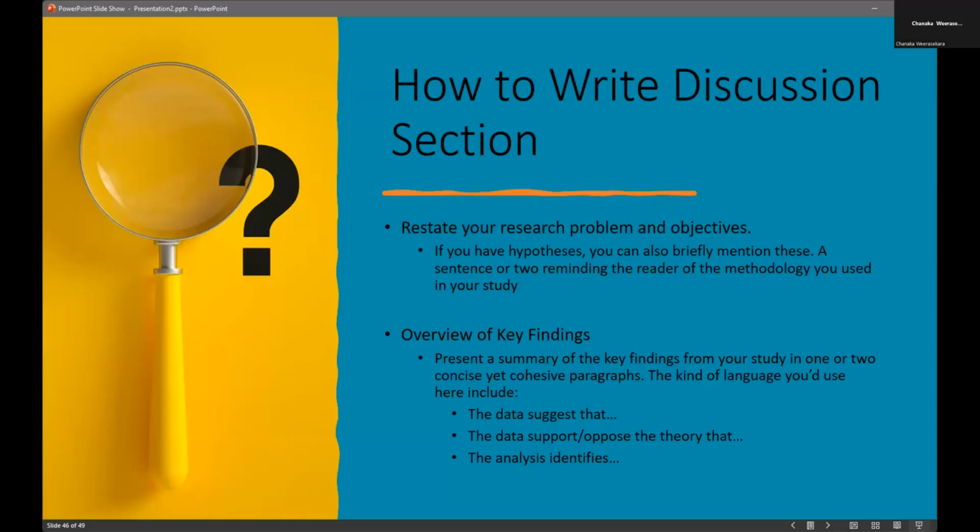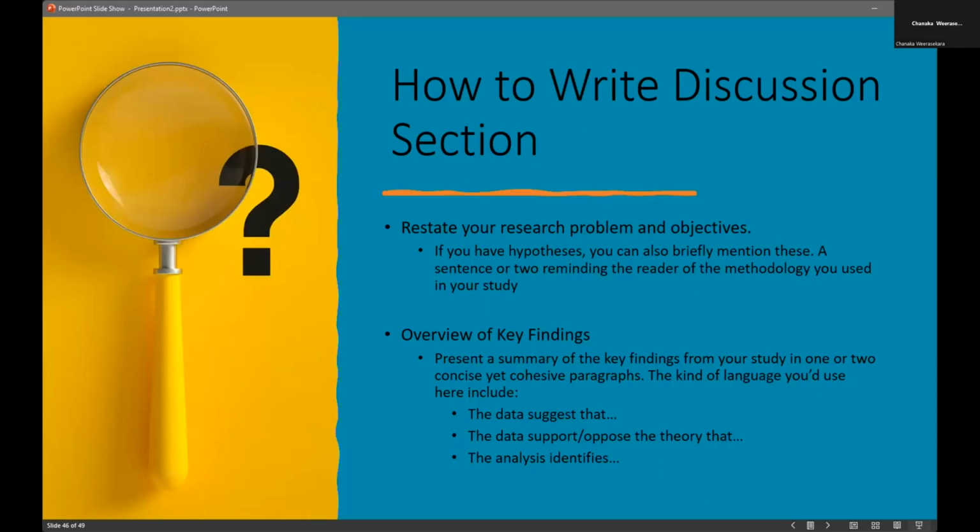So the first thing is restate your research problem and objective. Very, very briefly, just 2-3 lines, not to explain, just 2-3 lines on what exactly you are going to do. And then an overview of the key findings, like present a summary of the key findings from your study. It was basically there in the results section, but just a little summary, one paragraph, that's it. What exactly we can get out of the main results.